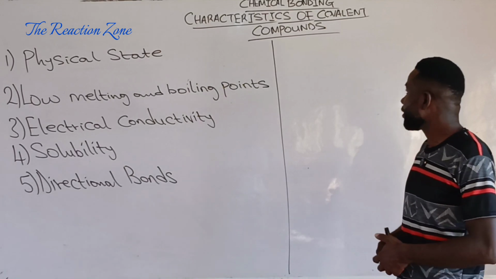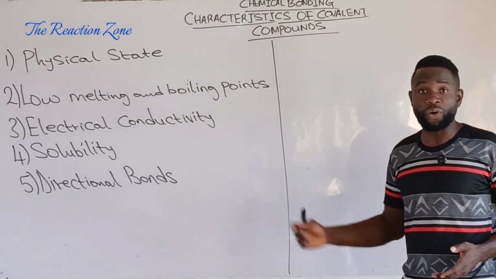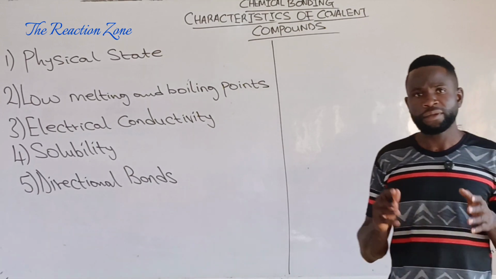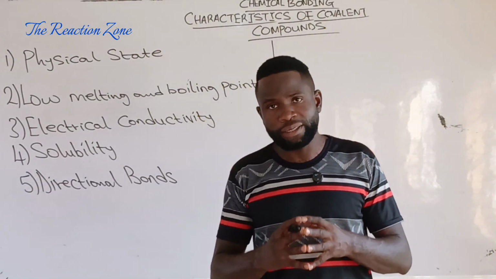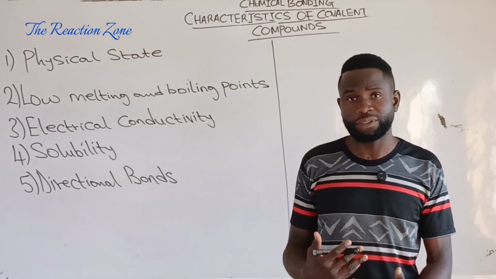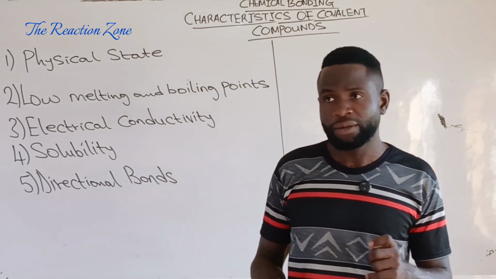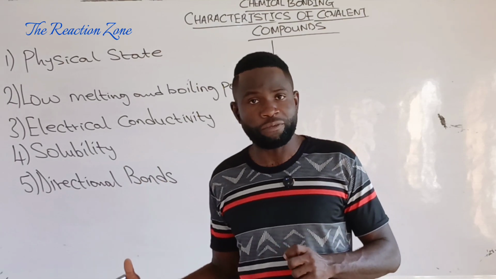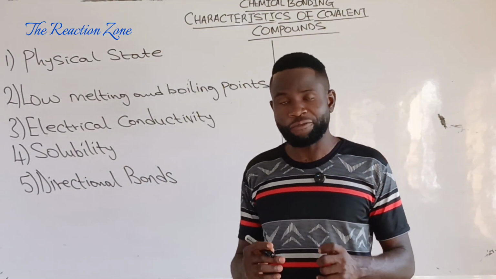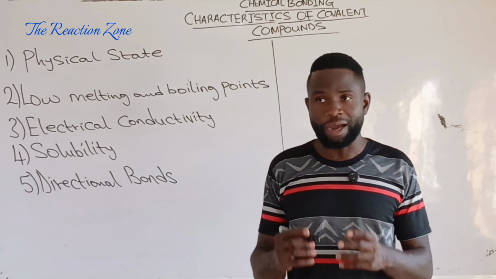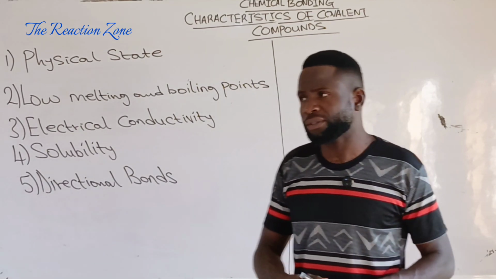The second characteristic of covalent compounds is that they have low melting and boiling points. This is as a result of the weak intermolecular forces of attraction that exist between the molecules. Due to this, when a small amount of heat is supplied, the molecules break away from the attractive forces, having high kinetic energy and being free to move about.